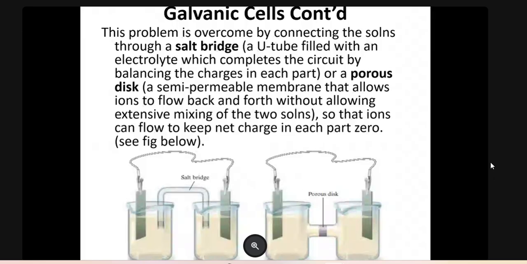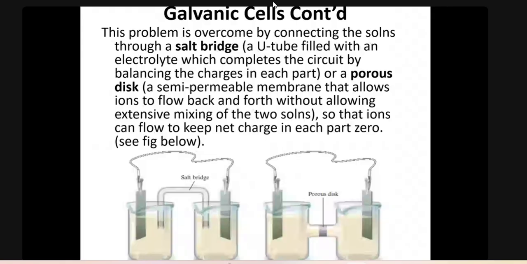So in the salt bridge, you're completing the circuit now. And in the salt bridge, what you put here is potassium chloride or potassium nitrate. The purpose of the salt bridge is to neutralize the charges in the half cells.